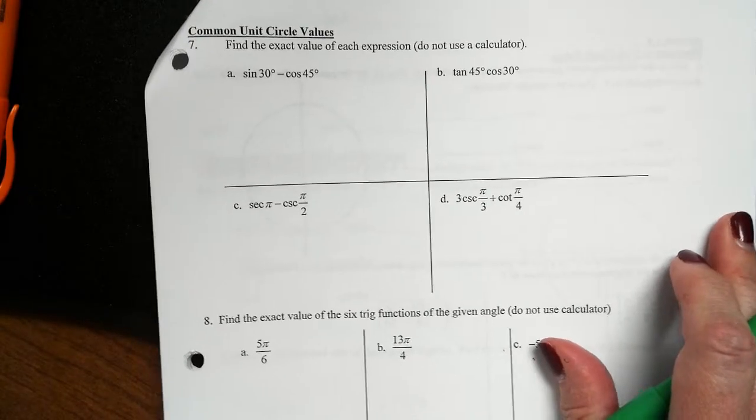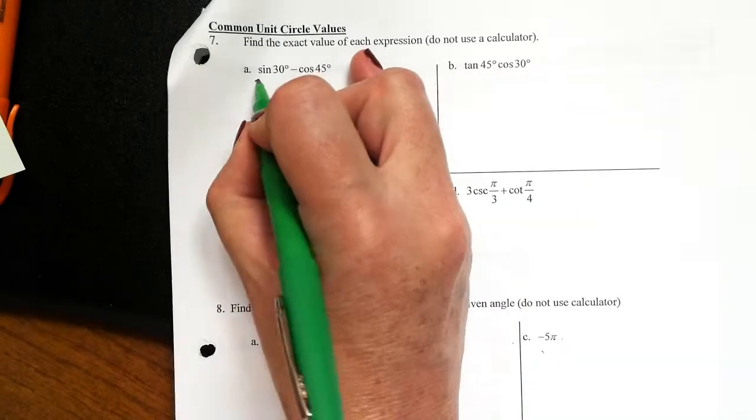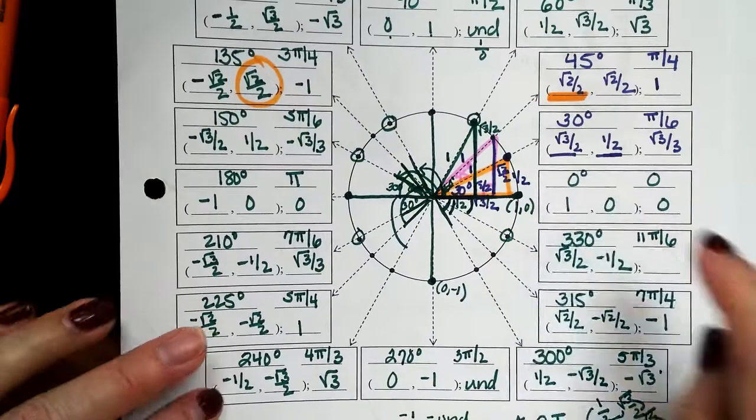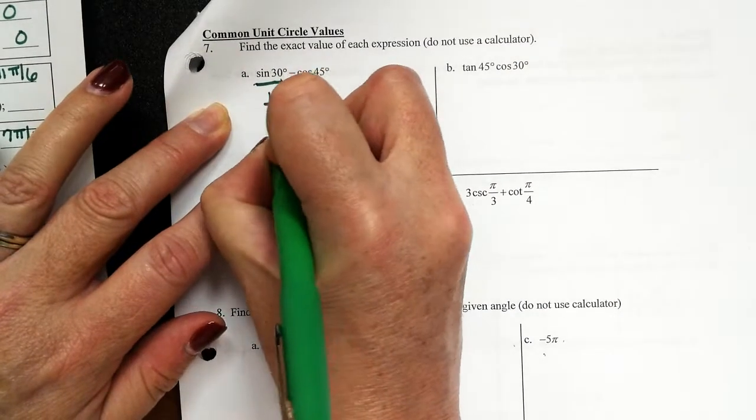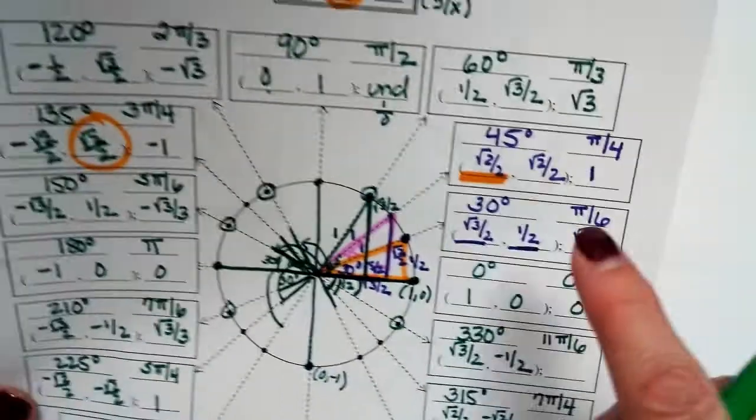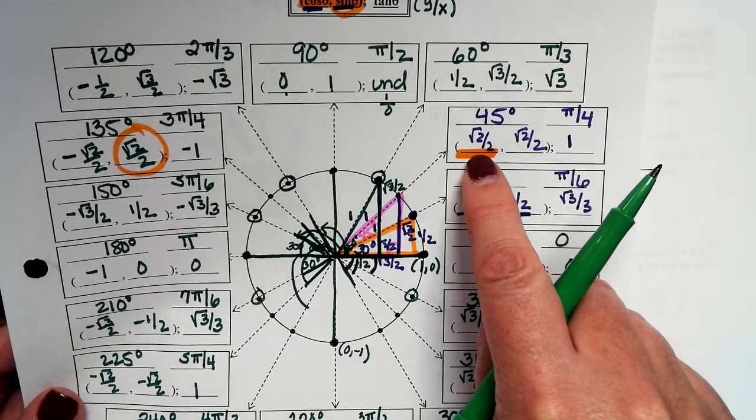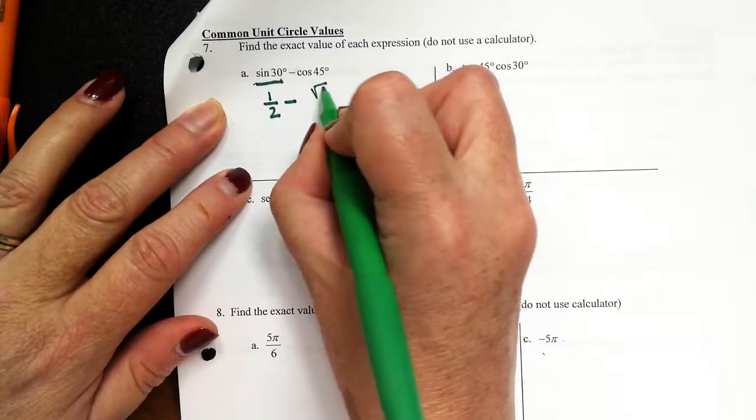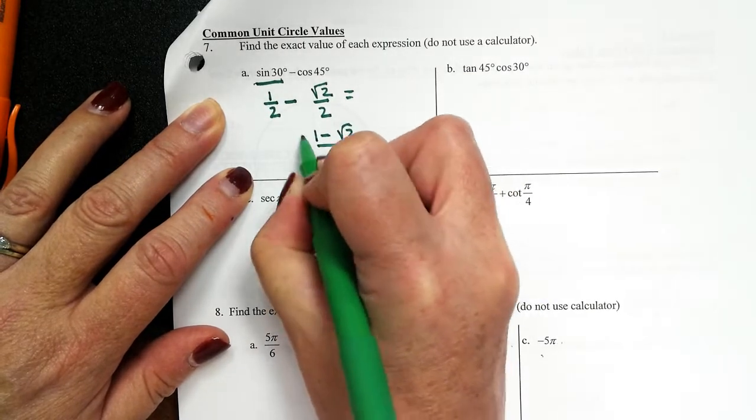So I'm going to go ahead and rip this page out. There we go. So find the exact value of each expression. Do not use a calculator. Sine of 30. So looking on your unit circle, you go to 30 degrees. Remember, sine is your y coordinate, so the sine of 30 degrees is 1/2. Minus cosine of 45 degrees. So go to 45 degrees on your unit circle. Remember, cosine is the x-coordinate, so the cosine of 45 degrees is square root 2 over 2. So 1/2 minus square root 2 over 2 would be your answer.